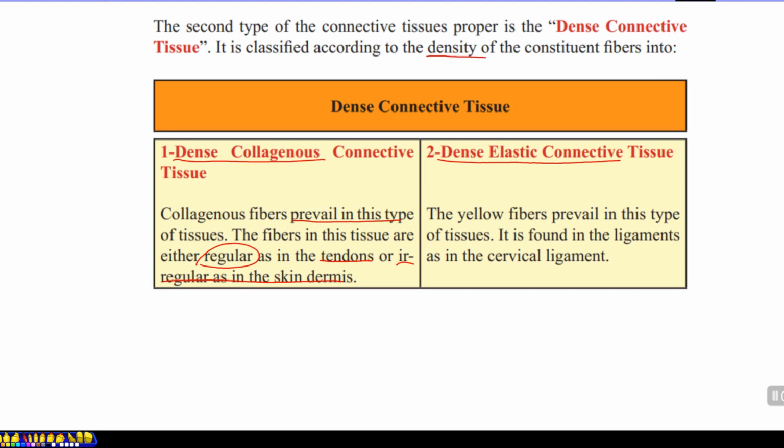Dense elastic connective tissue, we remember the ability of these fibers to expand. Yellow fibers prevail in this type of tissue, found in the ligaments which connect one bone to another bone, especially in the cervical ligaments, as an example of that kind of tissue.